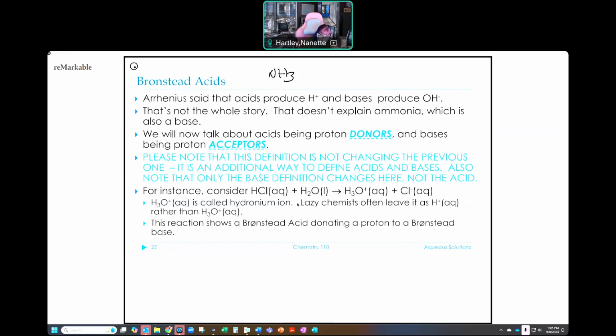So NH3 can react with H2O. And when it does so, the NH3 picks up one of the H's from the H2O and it becomes NH4 plus. And we're left with an OH minus. And so it does actually produce an OH, but not by giving it up. So there's that same OH production, but not in the same way. Okay. So that's why we have to change our definition just a tiny bit.